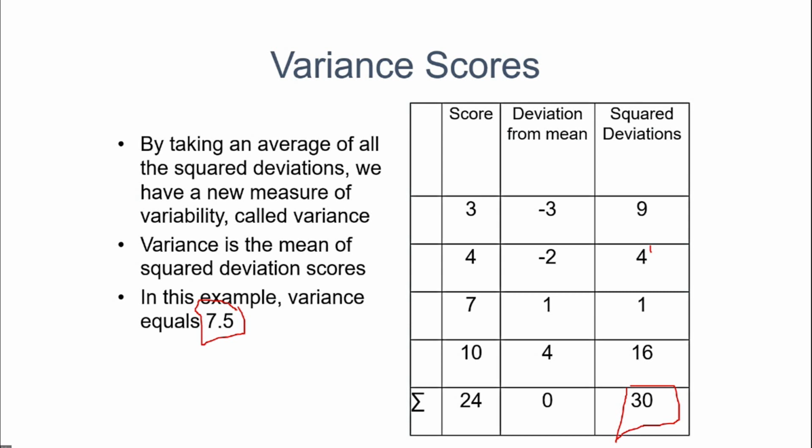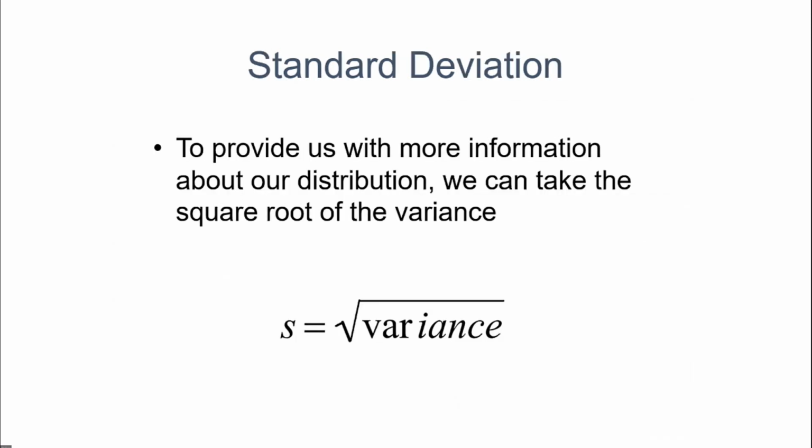So what we need to do is unsquare that number. We take the square root of 7.5, and that gives us what we call the standard deviation. So if we calculate the variance by squaring everything, we can unsquare it, take the square root of it, and then we get what's called the standard deviation. The standard deviation is how far on average each number is away from the mean. So that's going to be a really important number.